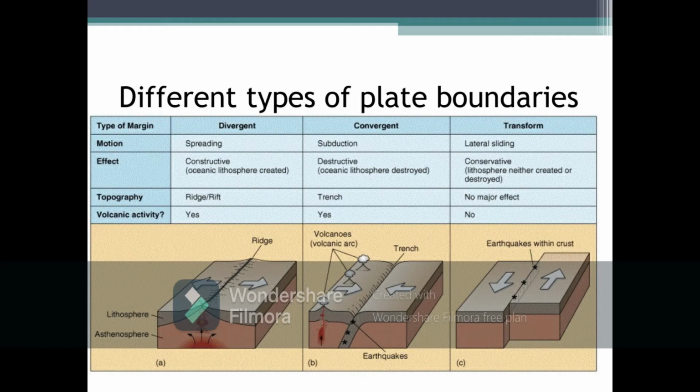Now you know what the different types of plate boundaries are. So let's explain them one by one. Miss Ofenda and Miss Suarez will explain the convergent boundary.